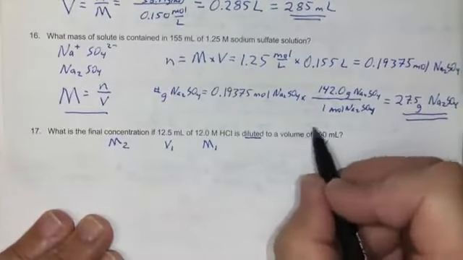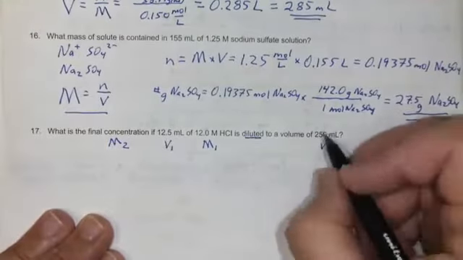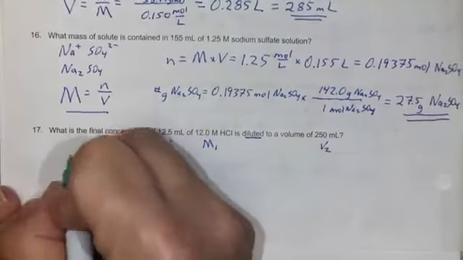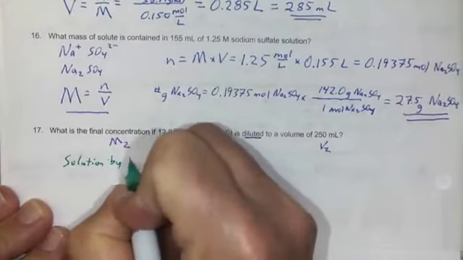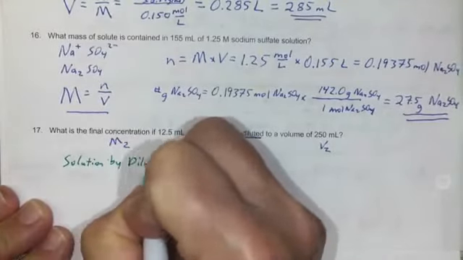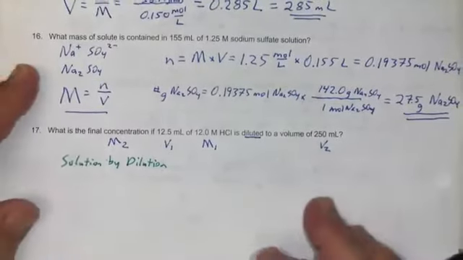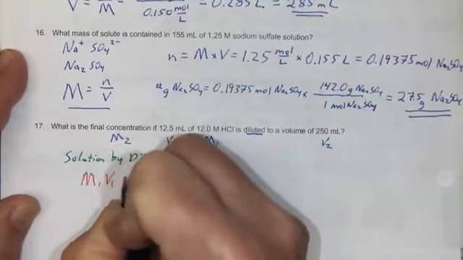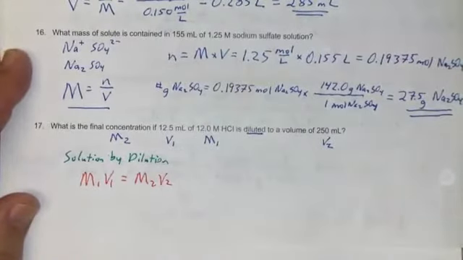And the final volume, we dilute 12.5 milliliters to 250 milliliters. We add water until we have a total of 250. This is the final volume. So this is a solution by dilution equation. Solution by dilution. If you take a concentrated solution and if you dilute it, you can calculate the new molarity using this formula. M1V1 equals M2V2. So that's an equation that you need to know. So it's called the solution by dilution equation.